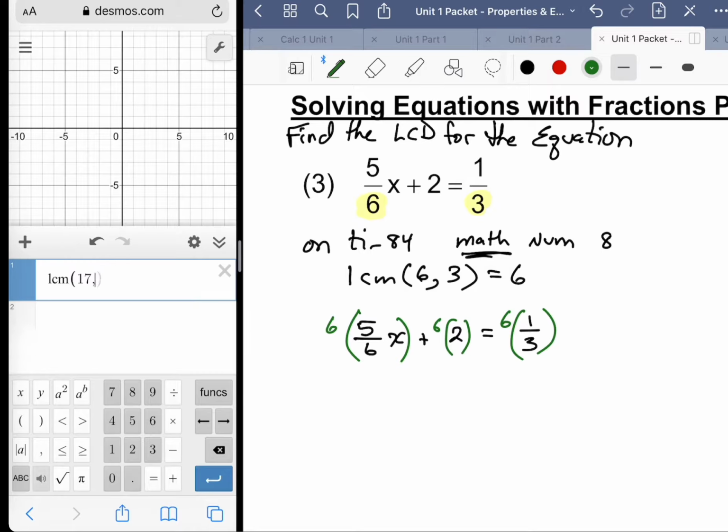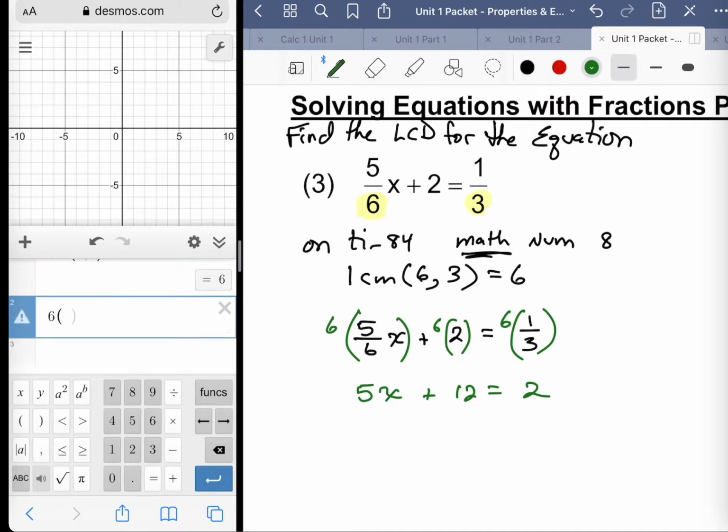But this one was 6 and 3. So there we go. We multiply through. 6 times 5 over 6 is just a 5. So 5x plus 12. 6 times 1 over 3 is 2. If you're unsure, put it into a calculator. If you don't know that 6 times 5 over 6 is 5, then type in 6 parentheses 5 over 6 in the TI, or 6 parentheses 5 over 6 in Desmos, and it'll spit it out for you.